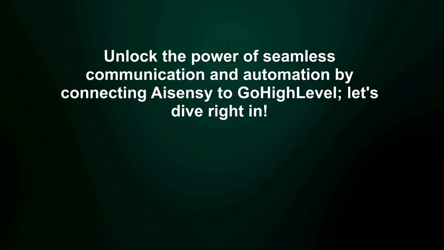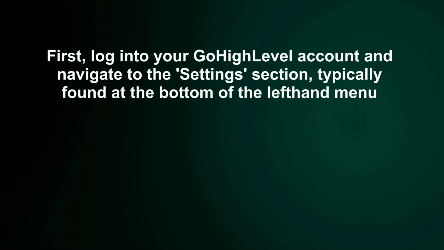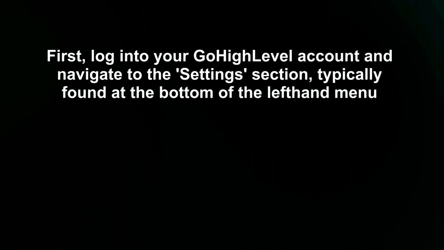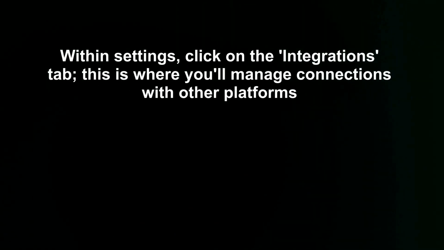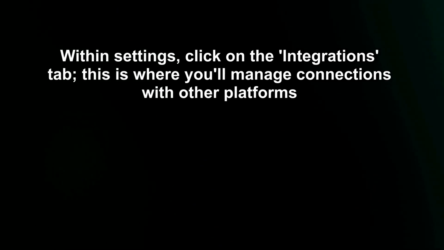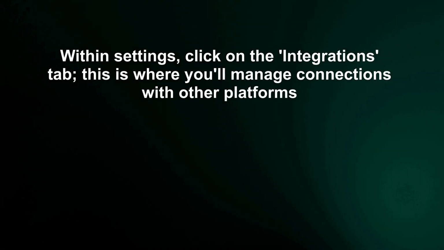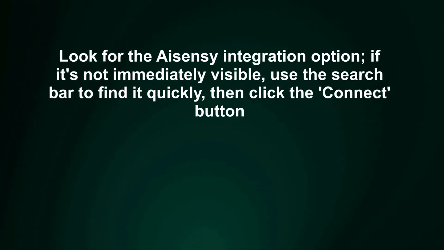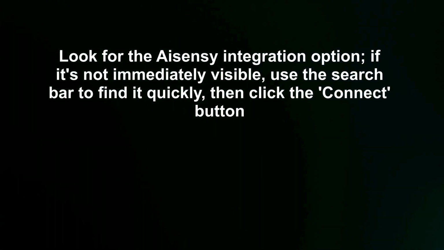Let's dive right in. First, log into your GoHighLevel account and navigate to the Settings section, typically found at the bottom of the left-hand menu. Within Settings, click on the Integrations tab. This is where you'll manage connections with other platforms. Look for the Aisensy integration option. If it's not immediately visible, use the search bar to find it quickly, then click the Connect button.